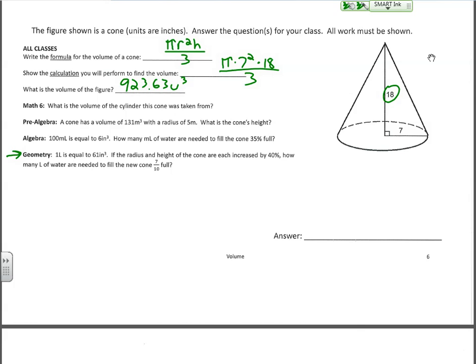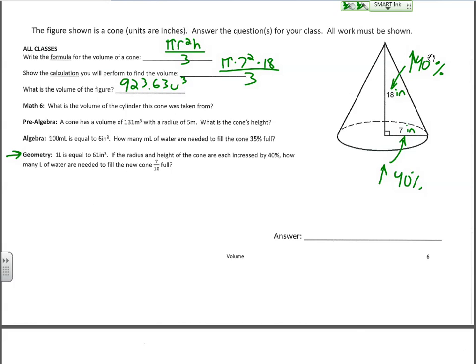If the radius and height of the cone are each increased by 40%, how many liters of water are needed to fill the new cone 7/10 full? So I'm giving you units here for the purpose of this question. These are both in inches, so that the volume will be in cubic inches. I'm asking you to increase the height and the radius of the cone by 40%. So this 7 gets upped by 40%. This 18 gets upped by 40% to give you a new height and a new radius of a larger cone.